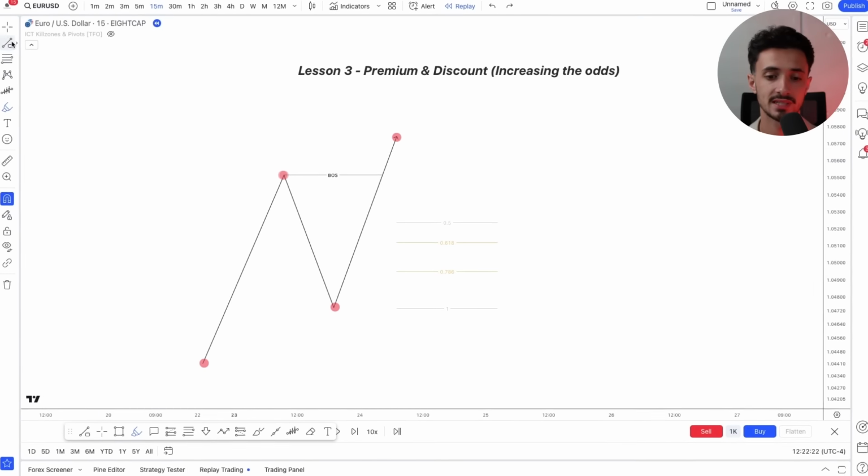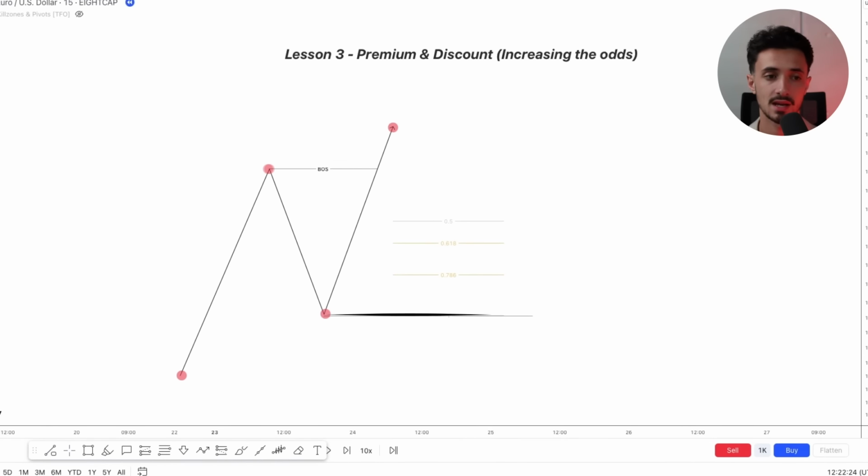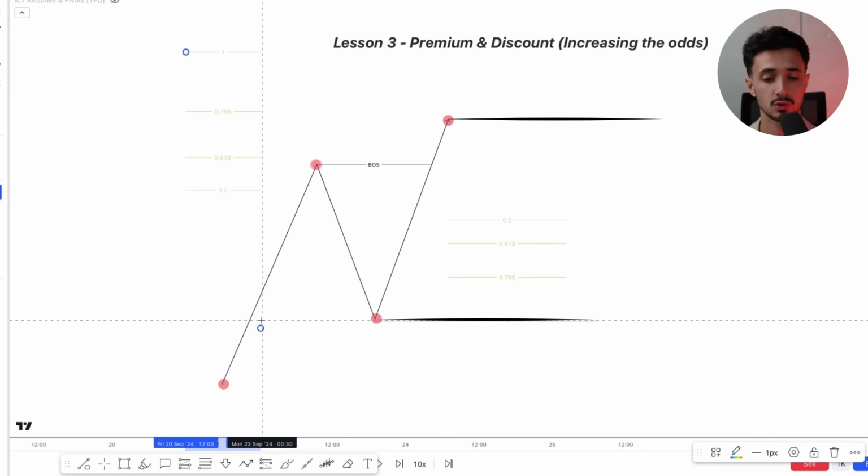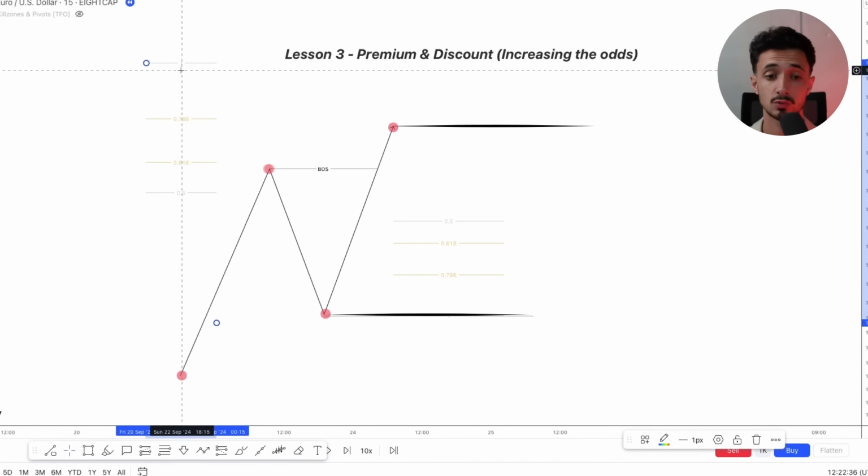So what you can do is you can take the low like this and the high like this, and just like I have, you can take the Fibonacci tool, which is your little tool that's literally right here, fib retracement. Look, and you can pull it out. If you haven't used the fib before, yours will look a right mess.